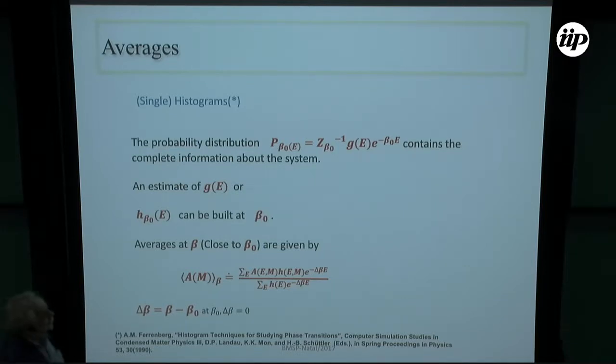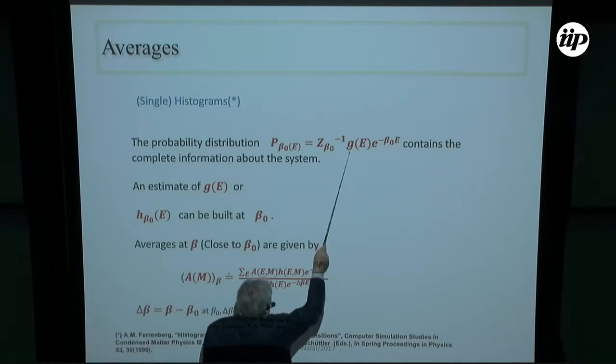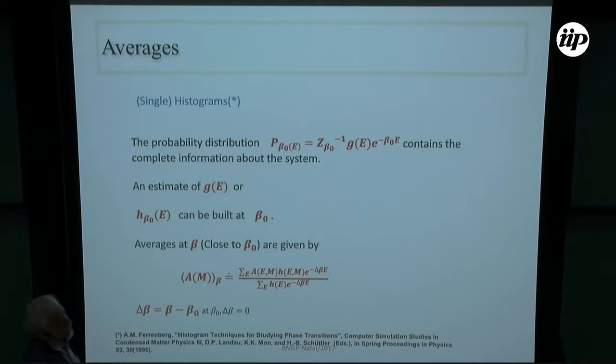We don't know how to calculate exactly this quantity. There are several ways. One, Landau, is one way to calculate. It's a very, very nice way to calculate it. But what we can do is to use the single histogram ideas.